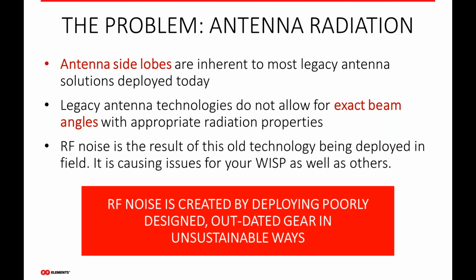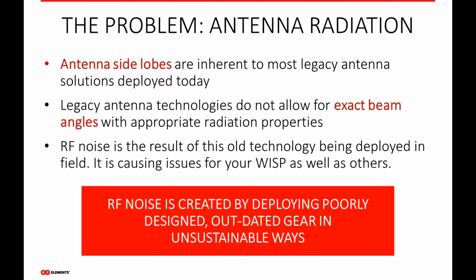These legacy antenna technologies really do not allow for exact beam angles either, by not having appropriate radiation properties, right? So the beam angles out of traditional patch array sectors vary, not only between your vertical and horizontal polarization, but even the gain within those polarities also deviates. So it's not just a question of the angle in which it propagates being inconsistent, but the gain or the distance that the radiation pattern can go is really affected by this, again, poor old antenna technology.